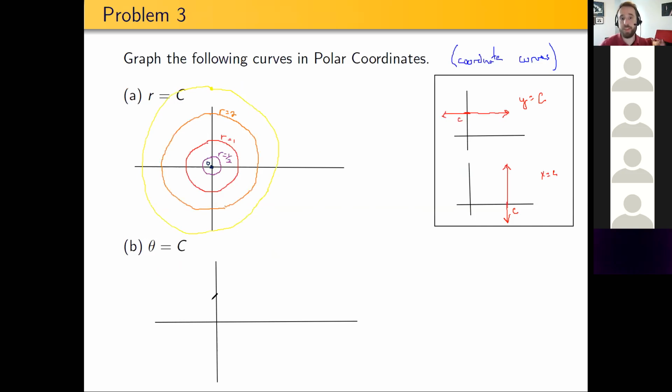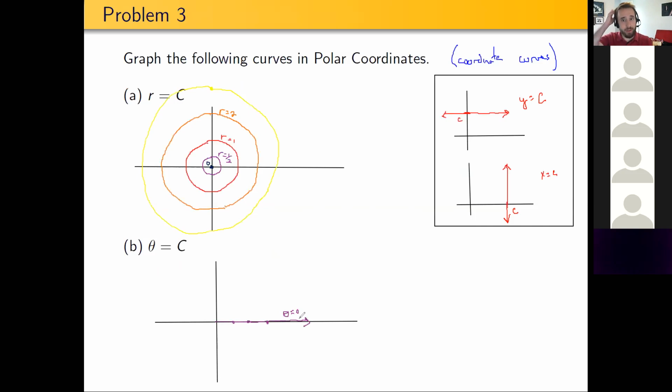Let's start with theta equals 0. When theta equals 0, we are discussing the set of points in which I start in the positive x direction and I go up an angle of 0. I don't actually go up at all. And so it's going to be all of the points in which I go up an angle of 0. In this case, theta equals 0 will actually correspond to the x-axis.